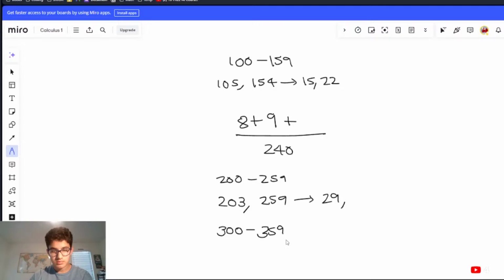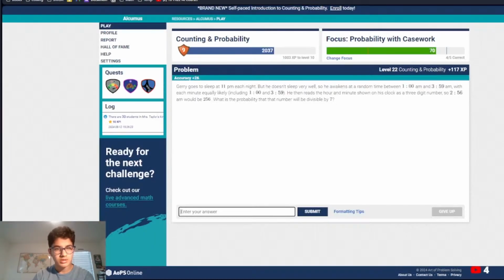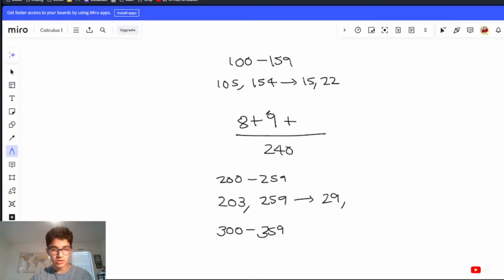Wait, I'm missing something, right? 1 to 2, 2 to 3, 3 to 4. Sorry, they're not 240 then. They're only 180. Only 180 ways. I messed that up. It's 1 to 4. That's only 3 hours. So that calculation was wrong.